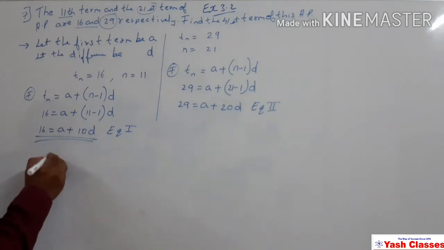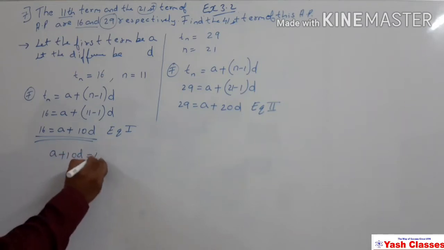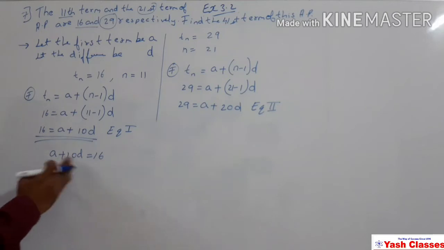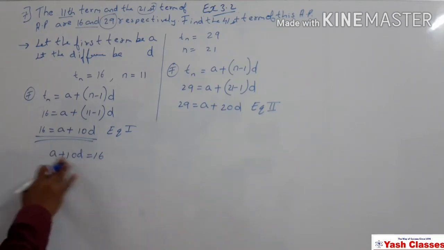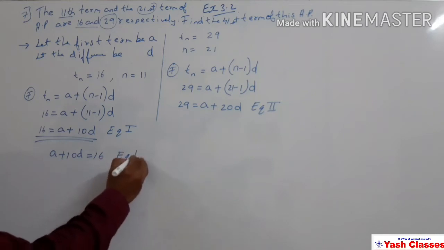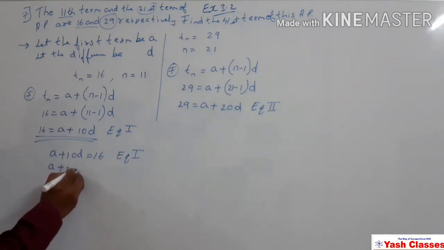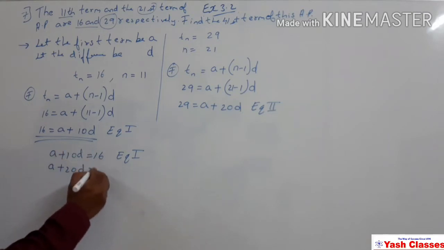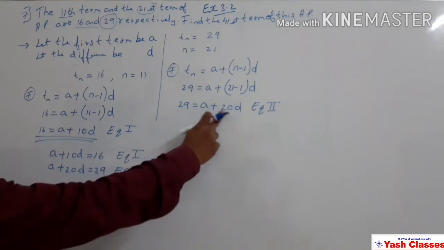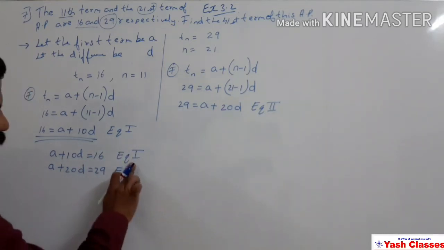Now A plus 10D is equal to 16. Equal to sign means same. For easy, we have taken 16 here, as it is. Equation number 1. A plus 20D is equal to 29. Equation number 2.